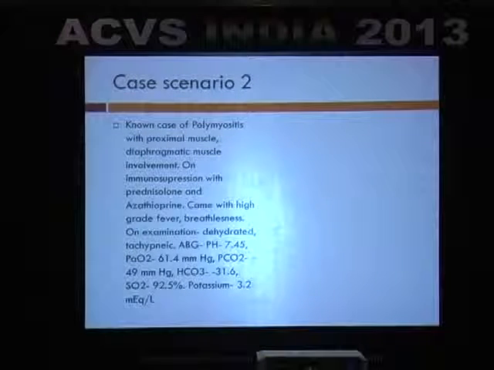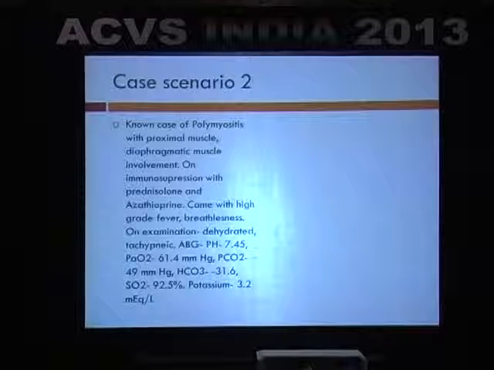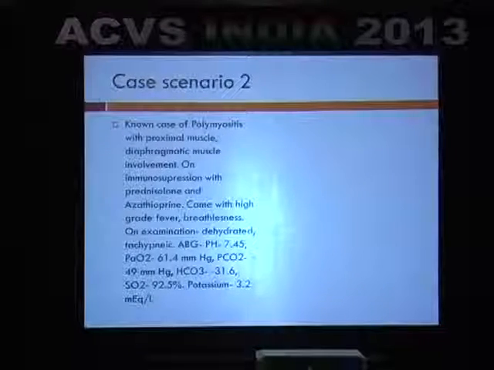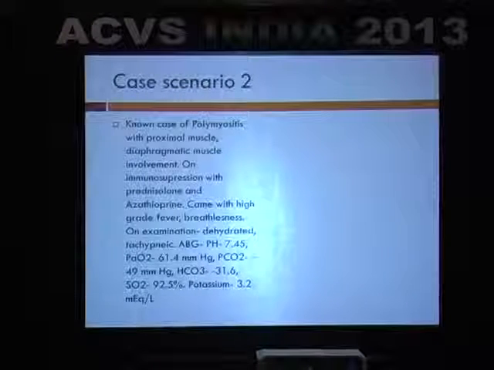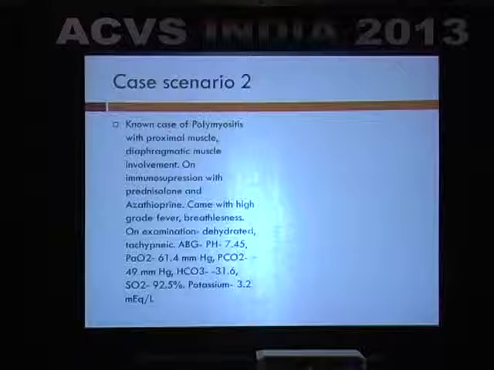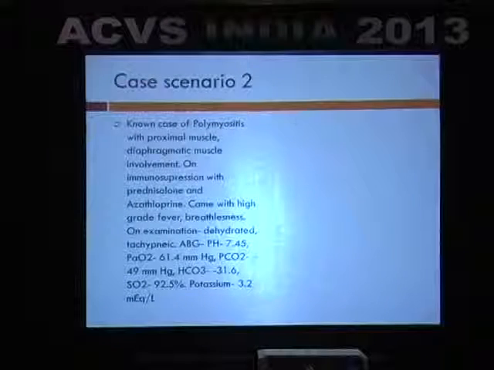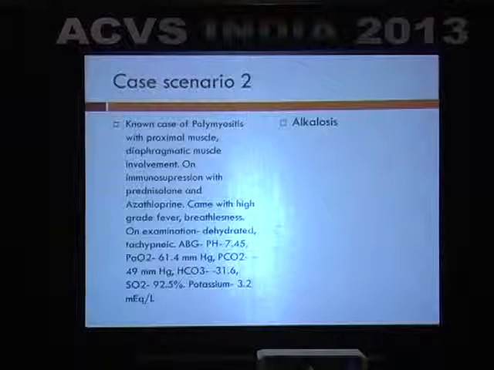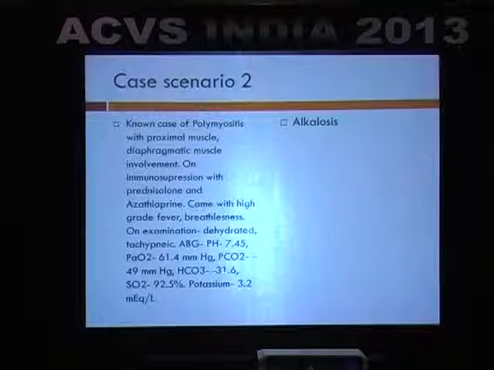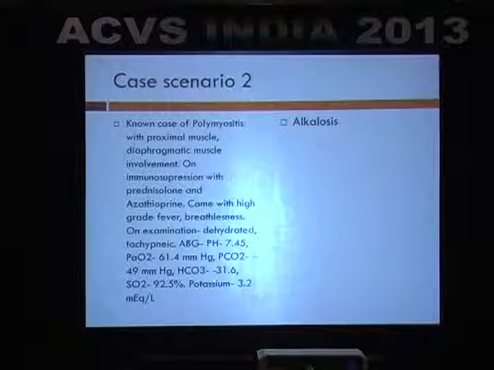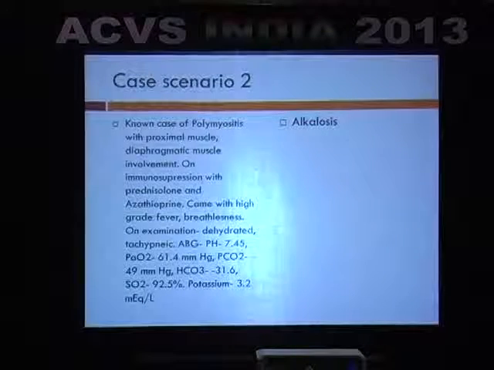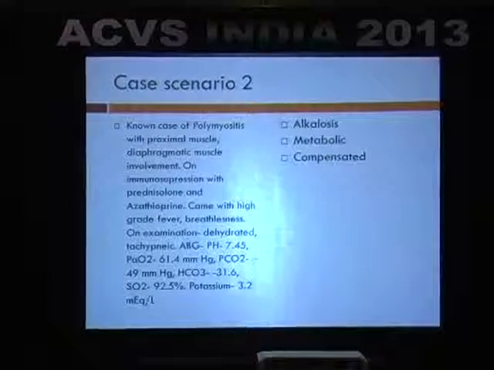And the second case scenario, a known case of polymyositis and immunosuppression. These are the ABG parameters. Can anybody tell what is the metabolic disturbance which is going on? Alkalosis, acidosis? 7.45, it is alkalosis. Fine. So is it metabolic or respiratory alkalosis? Look at the PaCO2 values and the bicarbonate values. It's metabolic alkalosis. Basically, bicarbonate is increased.